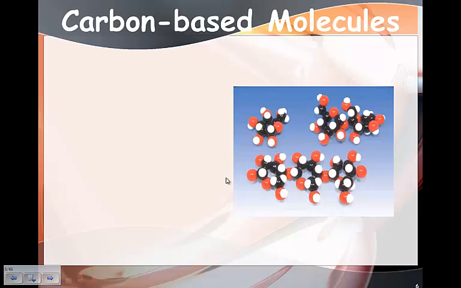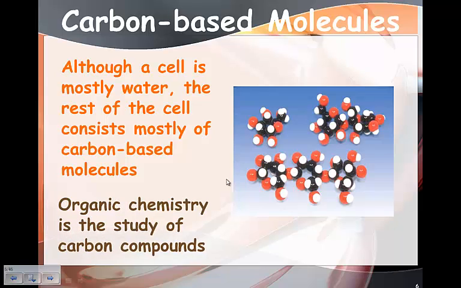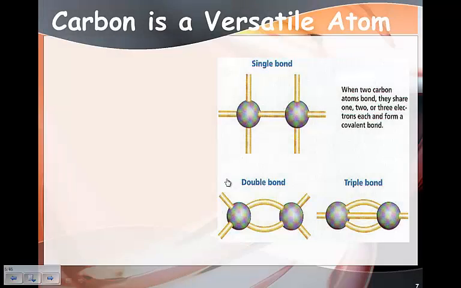All right, carbon-based molecules. Let's go back to the organics. Remember, organic, carbon. Now, although a cell is mostly water, the rest of it is mainly carbon-based molecules. And when we talk about organic chemistry, that's what we're studying. We are looking at carbon-based compounds in organic chemistry.